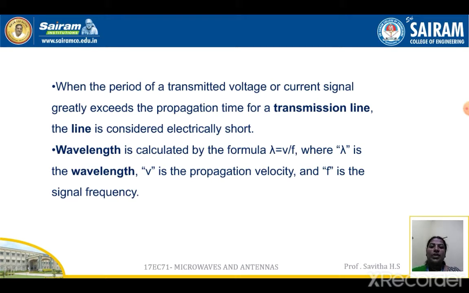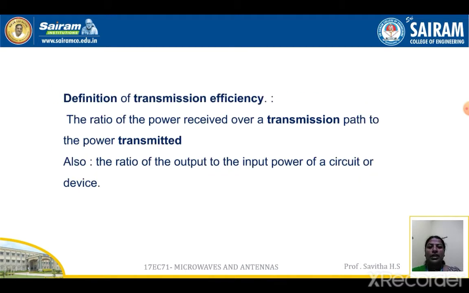In the transmission line, we use the four primary constants, that is R, L, G and C, where R is the resistance, L is the inductance, G is the conductance, and C is the capacitance. We use these four primary constants in the transmission line diagram.